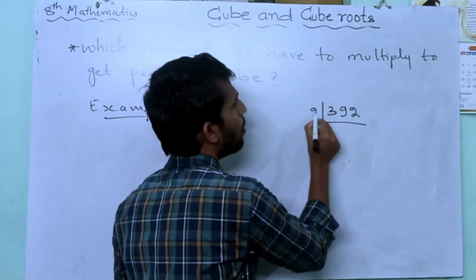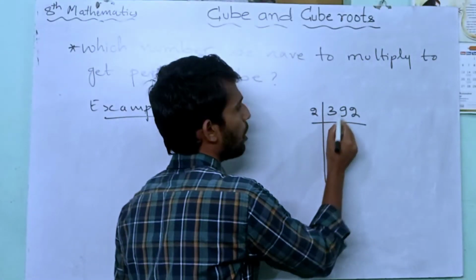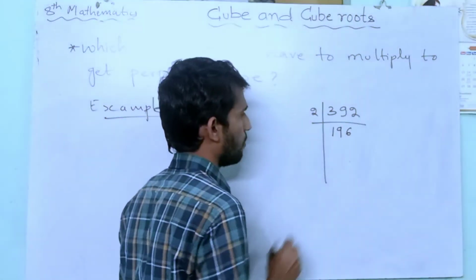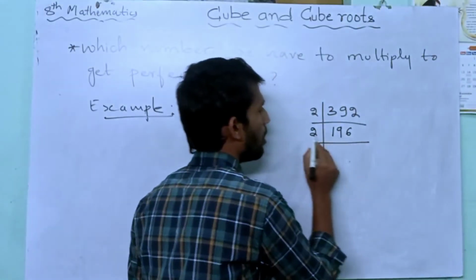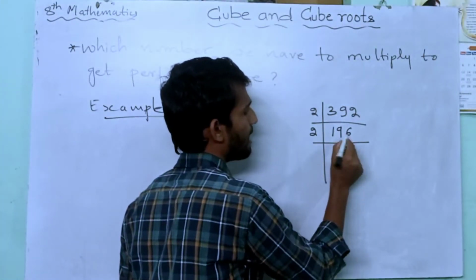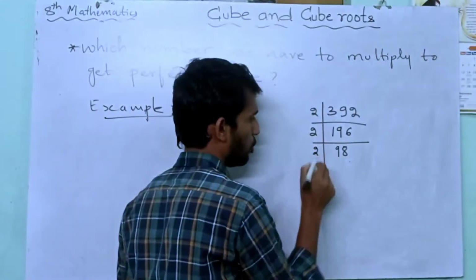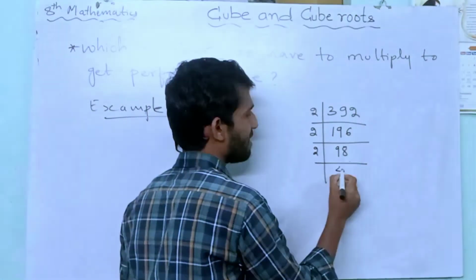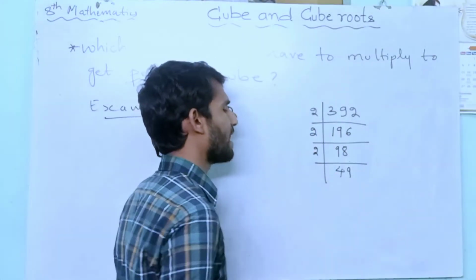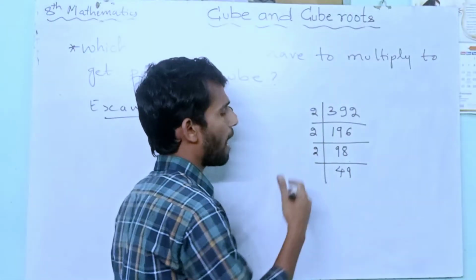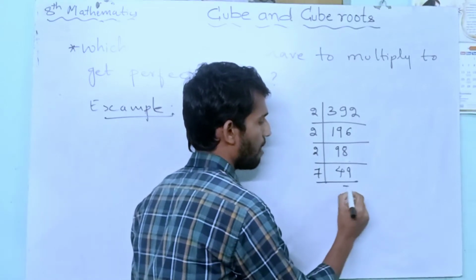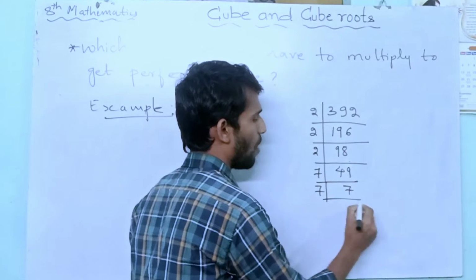Now 2 ones are 2, 2 nines are 18, 2 sixes are 12. Again I am dividing here. 2 nines are 18, 2 eights are 16. Again by 2. 2 fours are 8, 2 nines are 18. So here 49 is not divisible by 2, so I am dividing by 7. Now 7 sevens are 49, and 7 ones are 7.